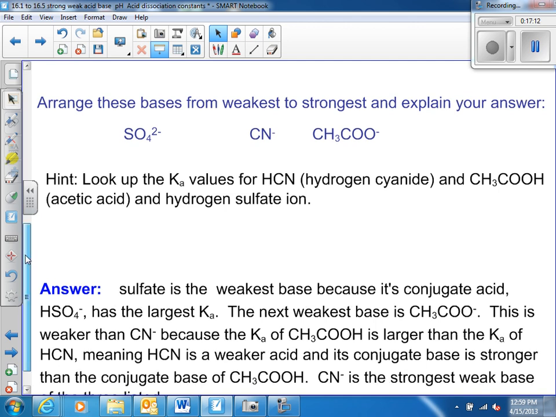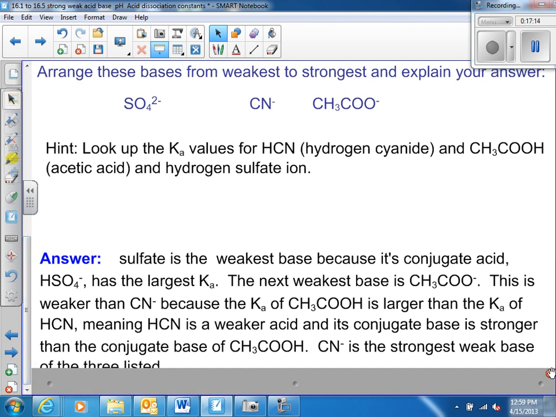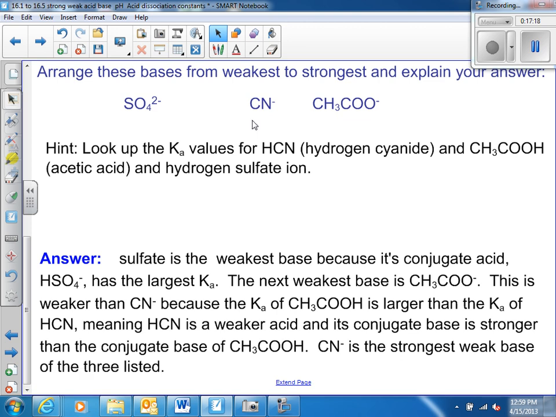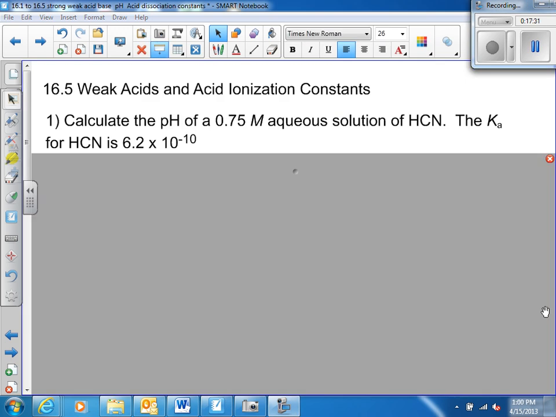Okay. So sulfate is the weakest base because its conjugate acid has the largest Ka. HCN had the smallest Ka, so CN minus is the strongest weak base. And then acetate, the conjugate of acetic acid, is right in the middle. All right, last thing.